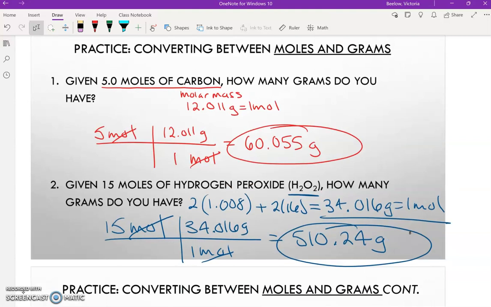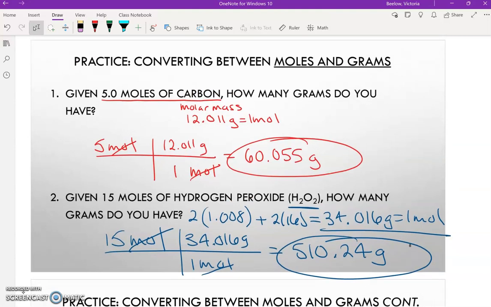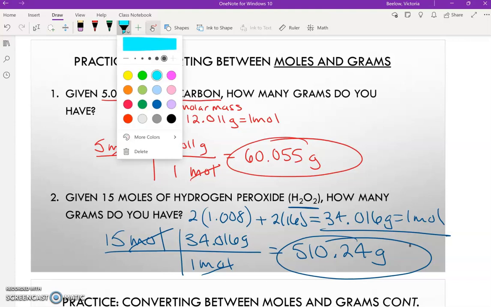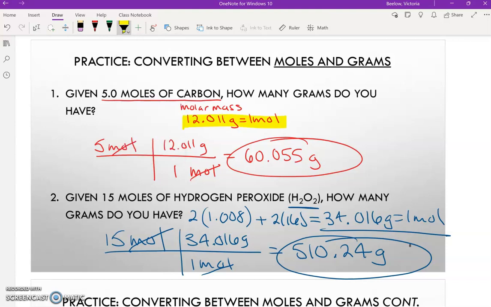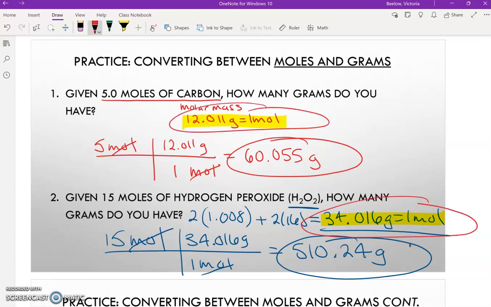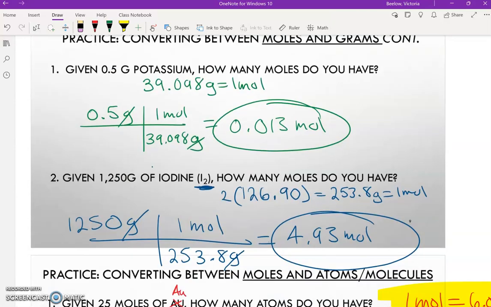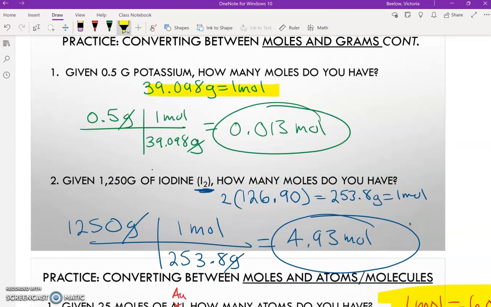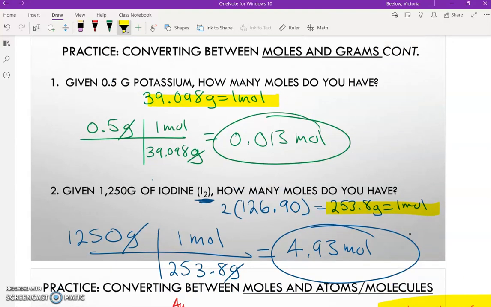We started with converting between moles and grams using molar mass, okay? So again, once you find molar mass using your periodic table, instead of writing it like grams per mole, you can also write it like this. And that is something that you can plug into a picket fence. And this can go for converting moles into grams, like we have here, or converting grams into moles, okay?